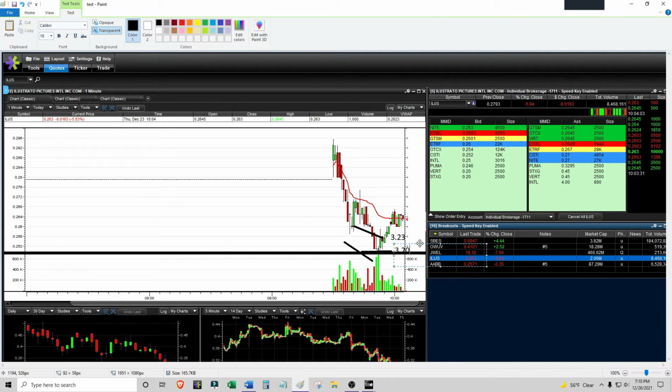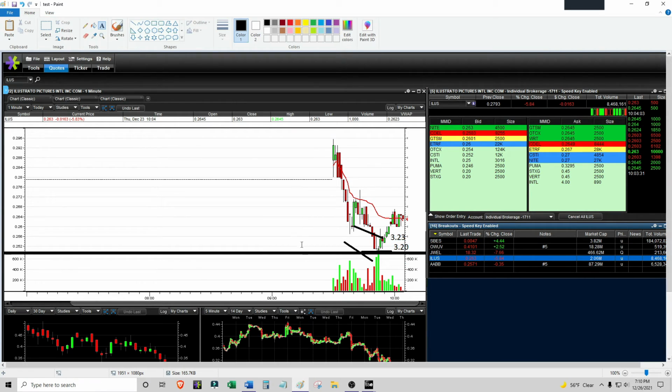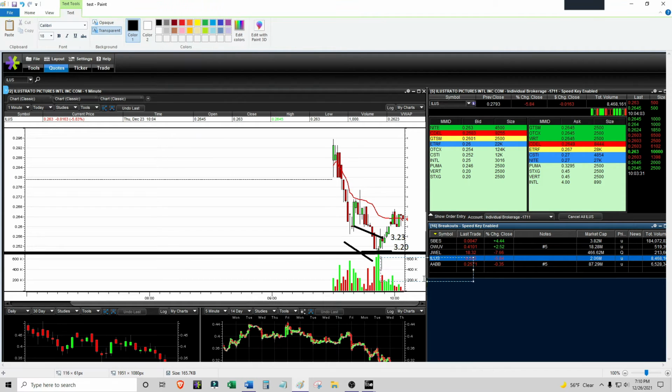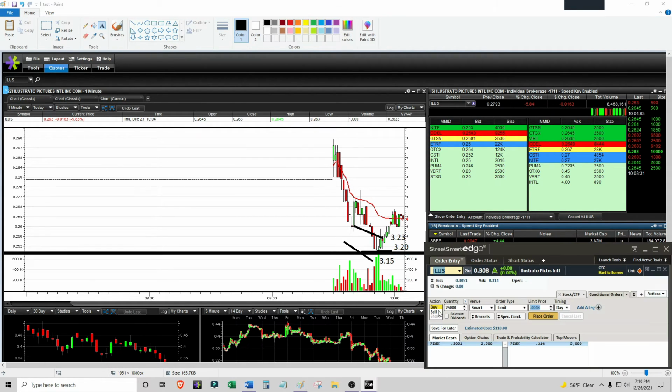Not a lot of OTCs are this expensive, but they do exist. 315, which is a section, of course. I need to just remember that. But again, because this is now a $3 stock, in this example, $1 to $9, 100 shares, $323 position. How many sections is 323 to 320? That's just one section, so we're going to stick with 100 shares, okay?